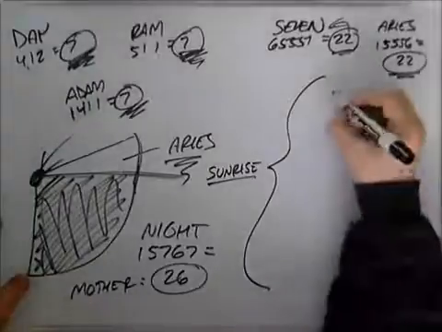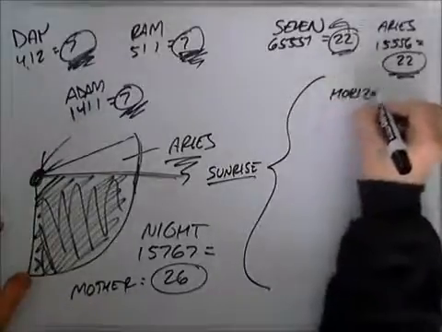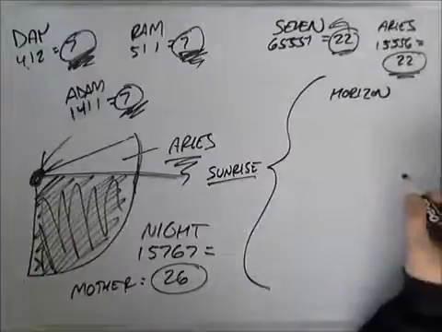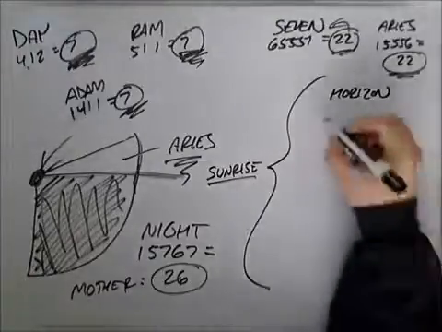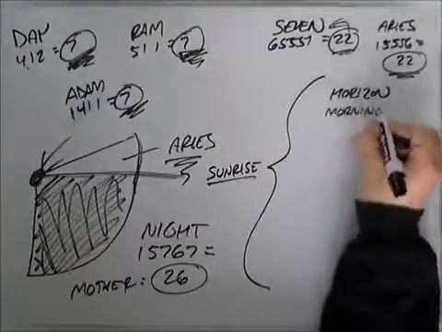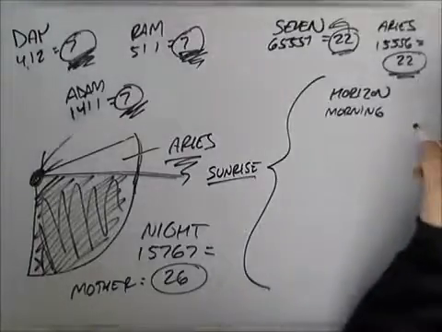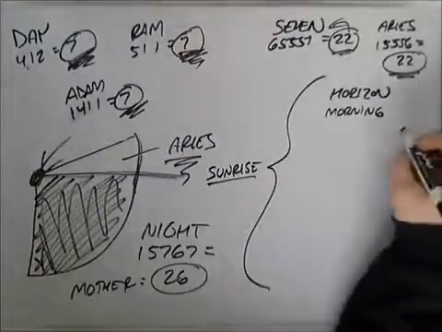What is the sunrise? Well, the sun rises on the horizon. Horizon equals 22. There's seven letters in horizon. 22 divided by 7 is pi. This was the morning. Morning equals 22 and has seven letters. 22 divided by 7 is pi.